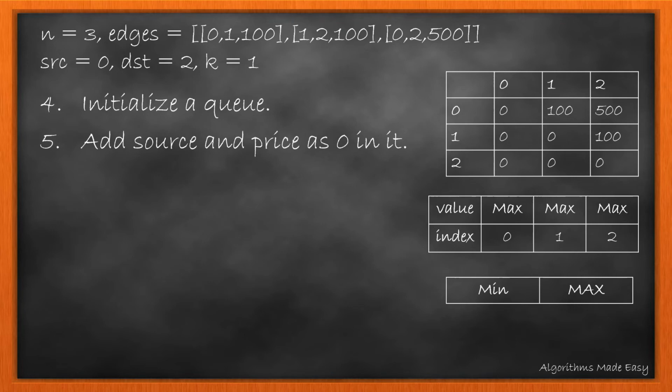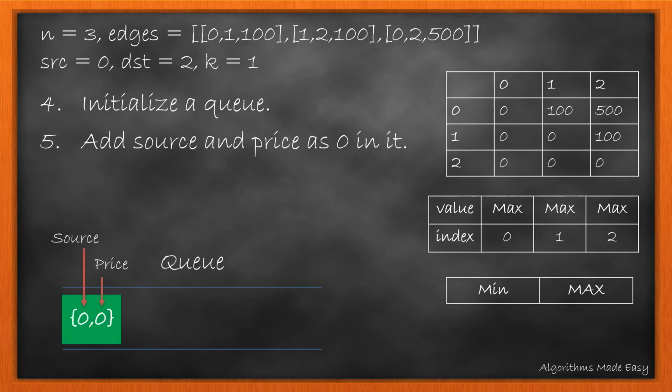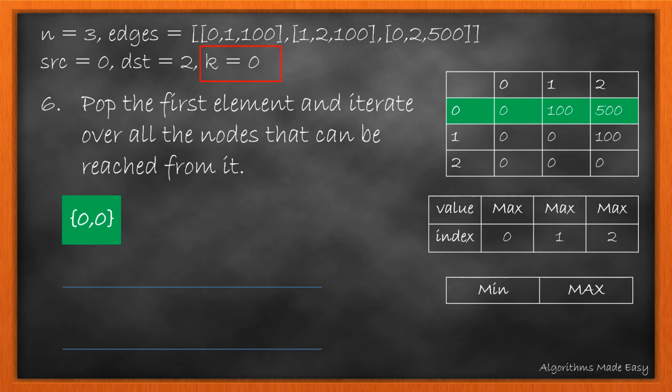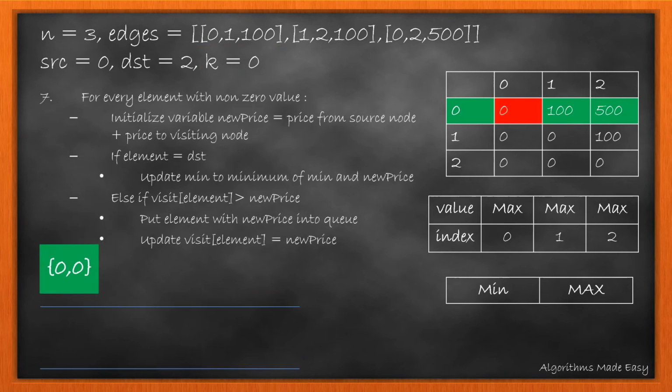Now we'll perform these two steps. We will initialize a queue and add source and price as 0, 0 in it. Now we will pop the first element and iterate over all the nodes that can be reached from it. We will also decrement k. We pop 0, 0. Now for every city reachable from 0, we will perform these steps. As the value is 0, we move forward.